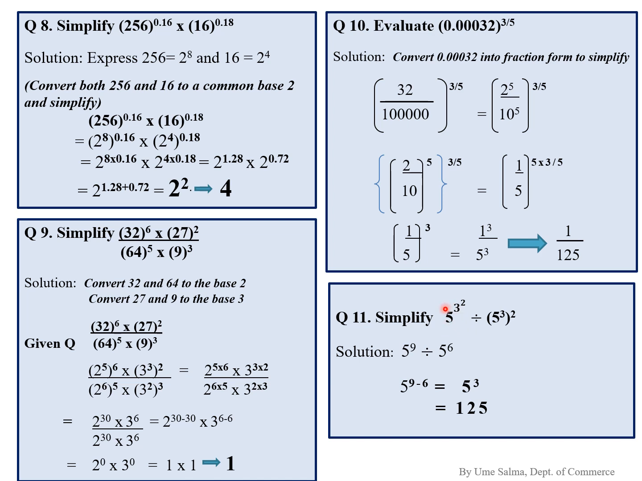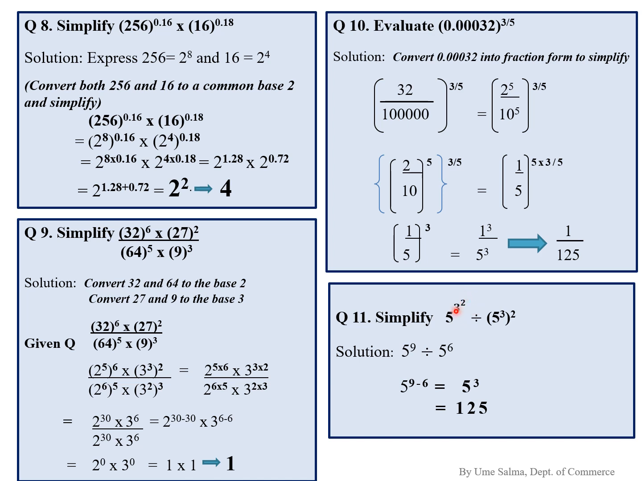So that is 3 square. And here you have 5 to the power 3, and this entire term is raised to the power 2, and not only the exponent. But here only this 3 is raised to the power 2 and nothing related to this. So when you are solving 5 raised to the power 3 square, this will give you 5 to the power 9, because this is 3 square, that is 3 into 3, which gives 9.